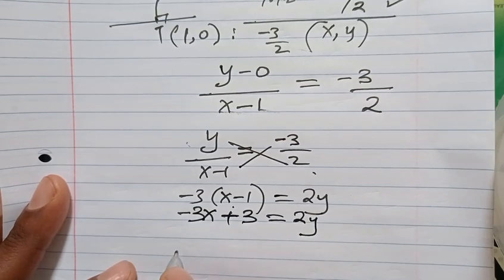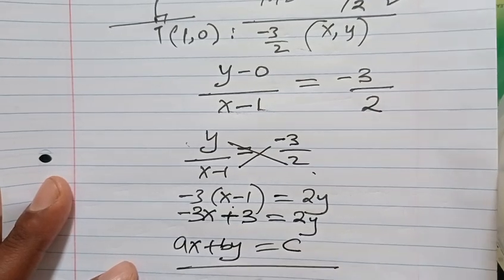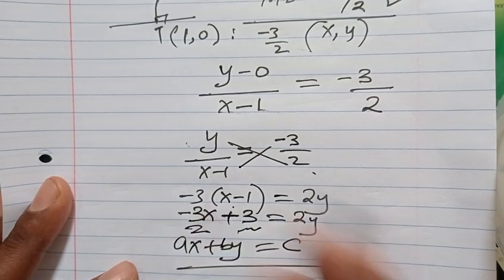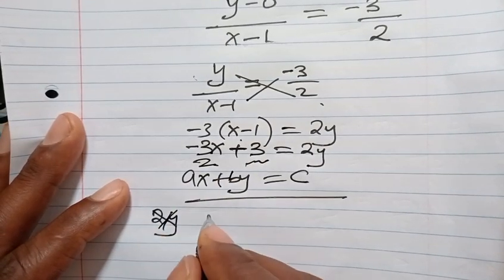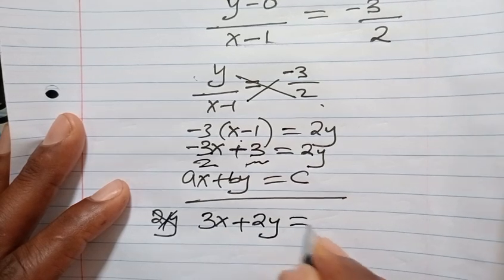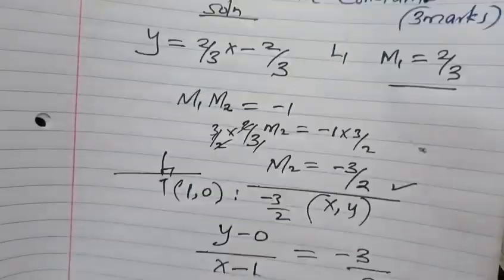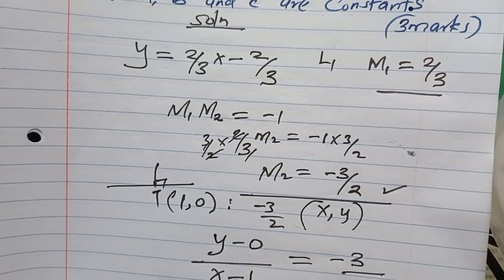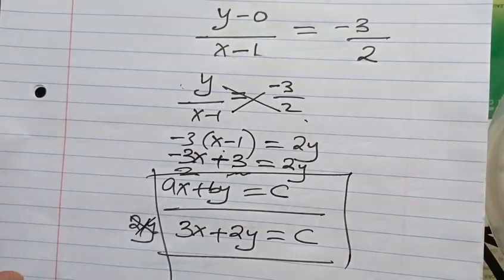The form is supposed to be ax plus by is equals to c. What does it mean? Let the constant remain and we take this one to the other side. We shall have 2y, we start with it. It becomes a positive: 3x plus 2y is equals to 3. We have obeyed the form in which we are advised to leave our answer. Very important. The point of intersection, very crucial, and the gradient of the other line have been used to find the gradient and the equation of that line.